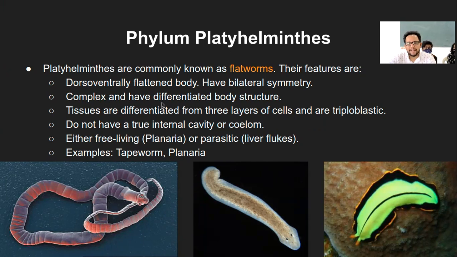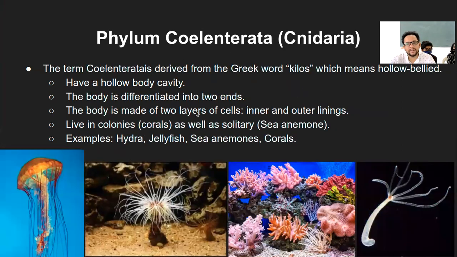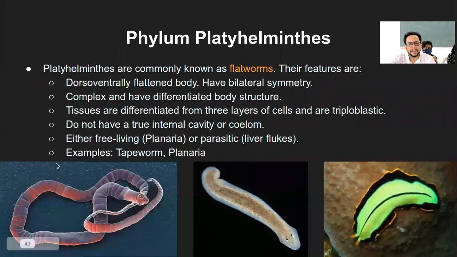They are complex and they have differentiated body structures. In earlier categories, if you remember, for example, the Coelenterata, they were differentiated only into two ends, that is the tentacles or the head and the tail region, right? But in this case, Platyhelminthes, they have well differentiated body structures and they are relatively complex. Like I have been saying always, the complexity over the categories that we are seeing is increasing.